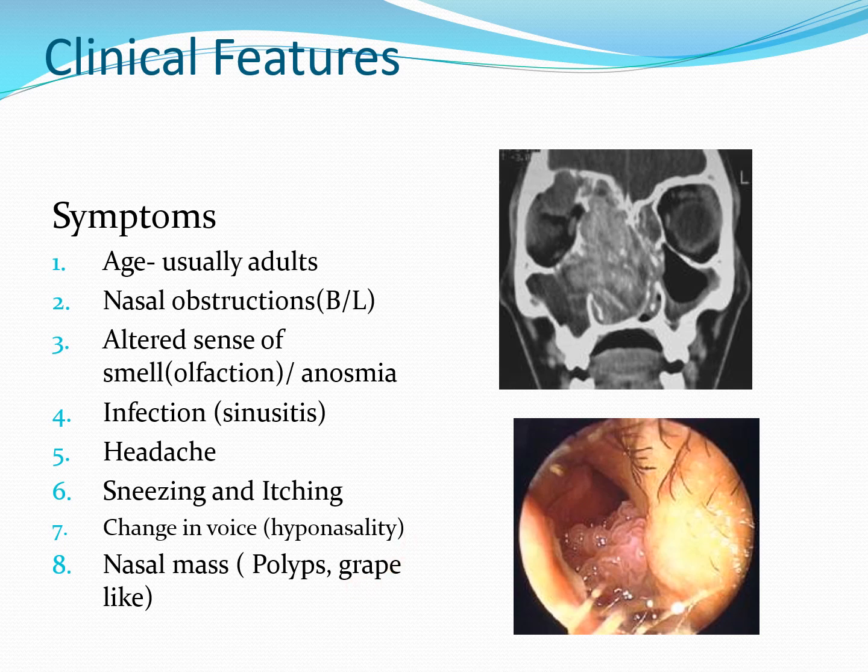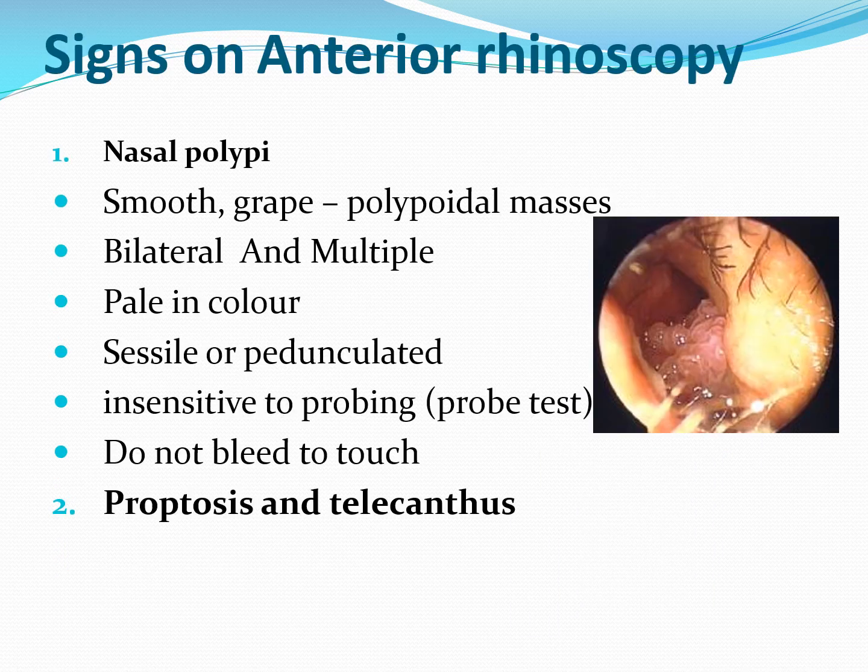And on anterior rhinoscopy, bilateral grape-like structures, that is, these grapes are multiple, are seen in both nasal cavities. In this CT scan, polyp will be insensitive to touch, it does not bleed to touch, and you can encircle the polyp with the help of probe. Color of the polyp will be pale.